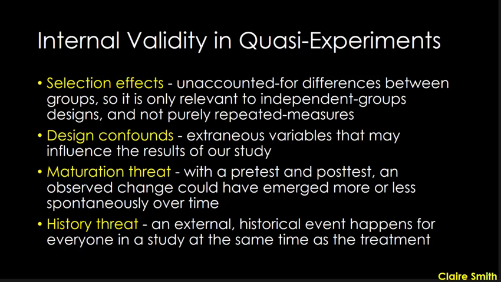Okay, maturation threat. If there's a pretest and a post-test, maybe a change emerged just because spontaneously over time things change. So in the plastic surgery example, maybe people rated themselves as being prettier and happier later on because just naturally they felt more confident as they got older, something like that, right? So it had nothing to do with the plastic surgery, just over time, people got happier with the way that they looked. A way to control for maturation threat is with a control group, right? Which that study did have, people who did not undergo surgery.